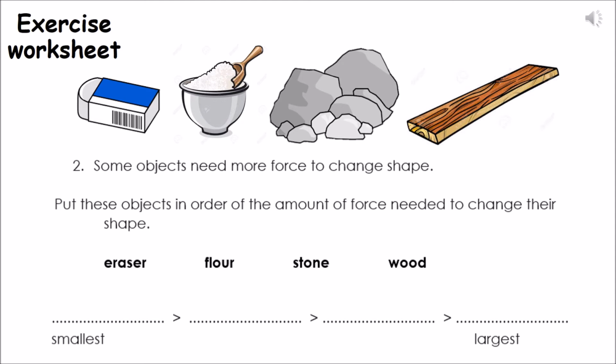Question number 2, some objects need more force to change shape. Put these objects in order of the amount of force needed to change their shape. We have an eraser, flower, stone, and wood. So, which would require the smallest amount of force to change its shape? And which one would be the largest? Please put them in order from smallest to largest across the page.